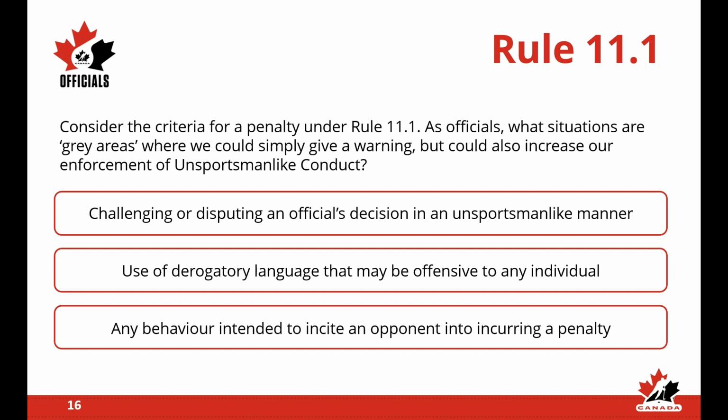So consider the criteria for a penalty under Rule 11.1. As officials, what situations are gray areas where we could simply give a warning, but could also increase our enforcement for unsportsmanlike conduct? So looking at those examples: challenging or disputing an official's decision in an unsportsmanlike manner. Which of those tools would you use to deal with that? Use of derogatory language that may be offensive to any individual. Again, what are the tools that we would want to use in that situation? And any behavior intended to entice an opponent into incurring a penalty.